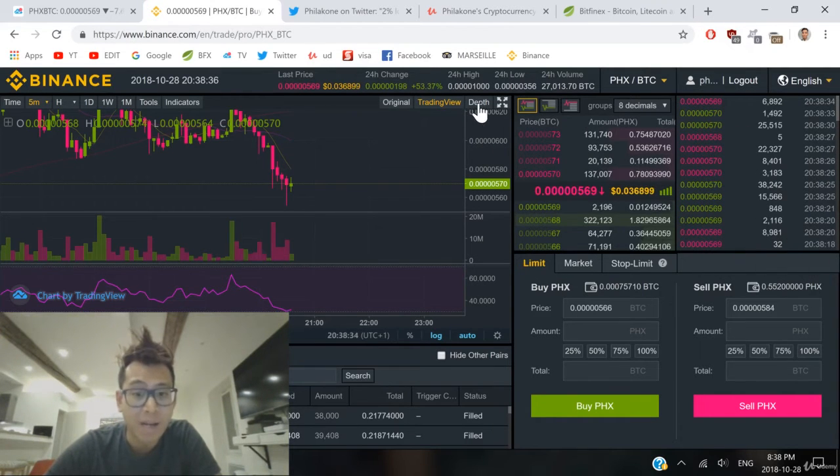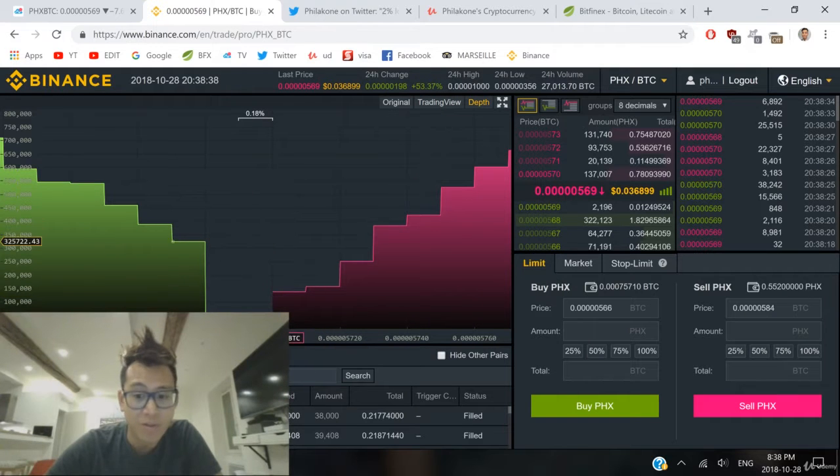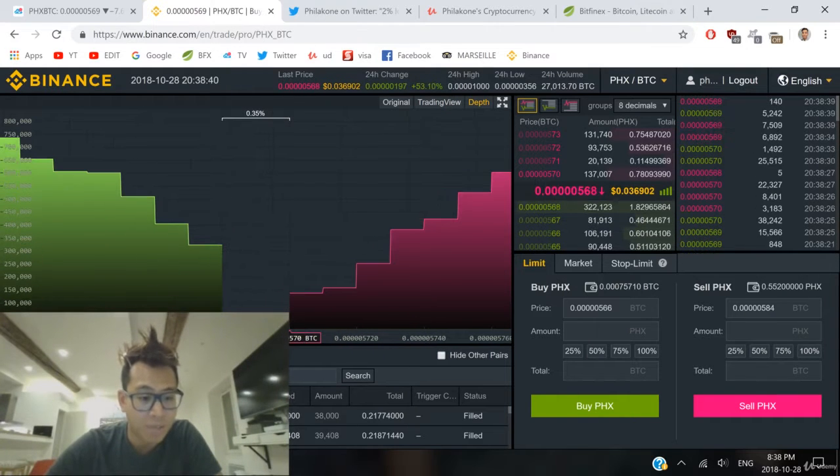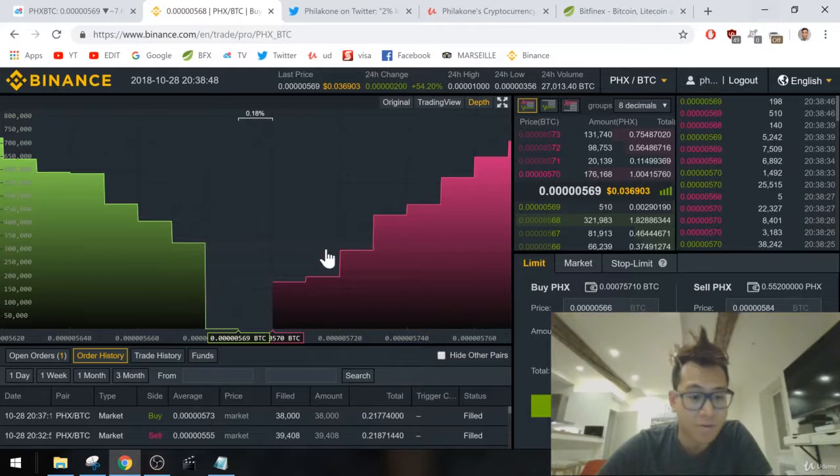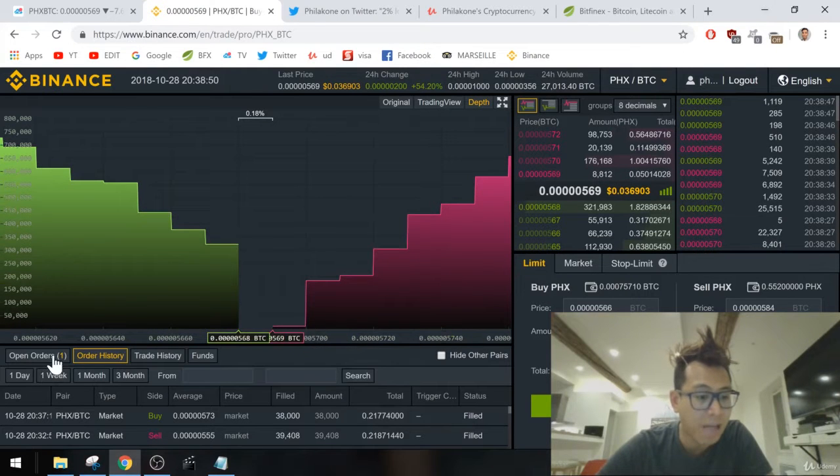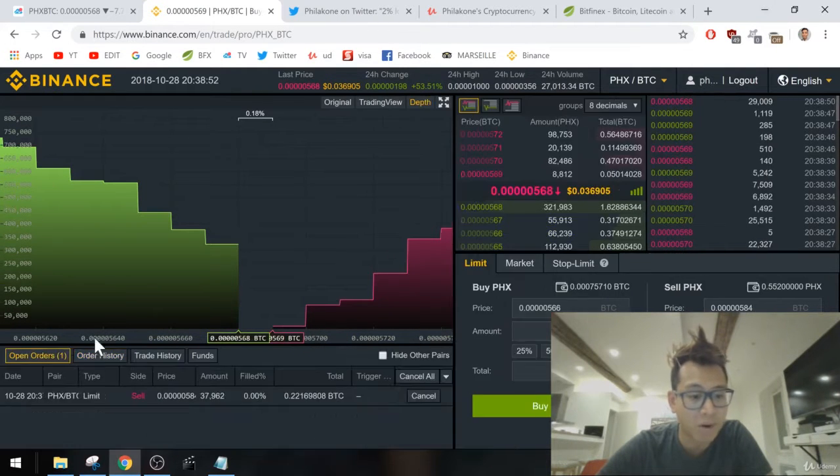And then on Binance, we have the depth. So the depth refers to, I'm just going to make it smaller so you guys can actually see it as well. Actually, I'll move my camera here just for now. So the depth refers to how many people are actually buying and selling right over here, right?